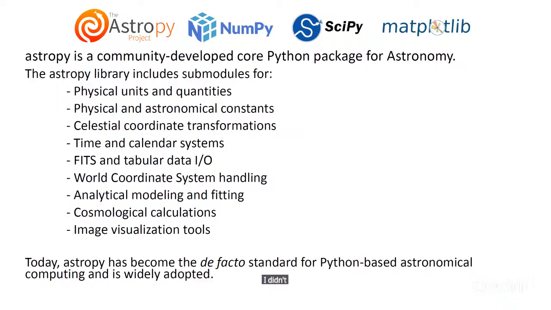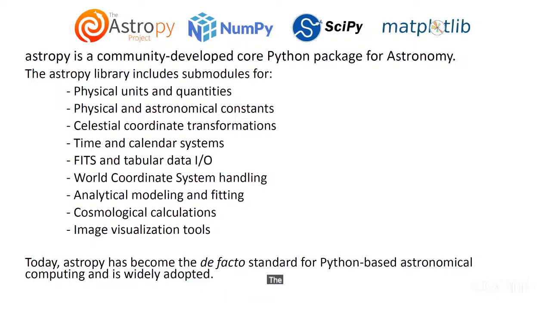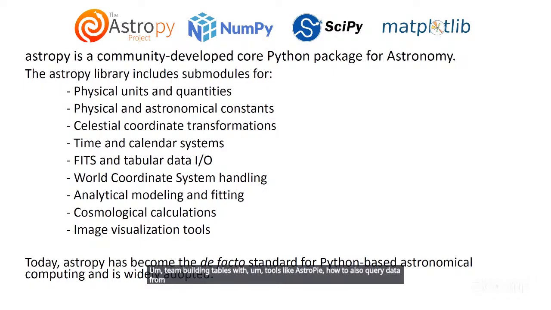I think over the last 3 weeks, we've been going through Python, how to write Python code, how to use it to perform data analysis, how to clean data, how to perform visualization, how to also do statistical analysis to generate insights from data. This week, we'll be looking at the astronomical data sources, different types of data sources in astronomy, and how to manipulate such data with Python. We're also going to look at some of the basic concepts of astronomy, with regards to how to deal with astronomy data, the units, coordinates, building tables with tools like Astropy, how to also query data from an astronomy data source.